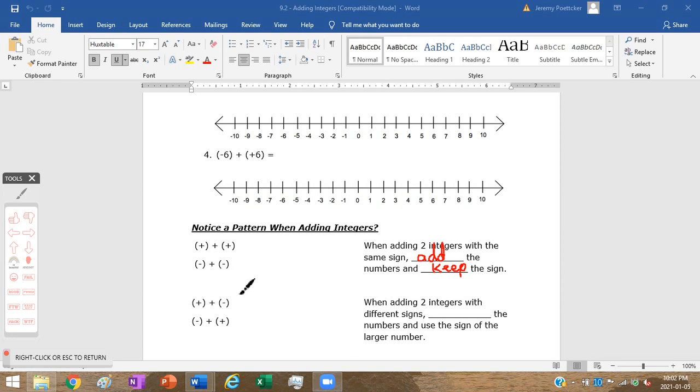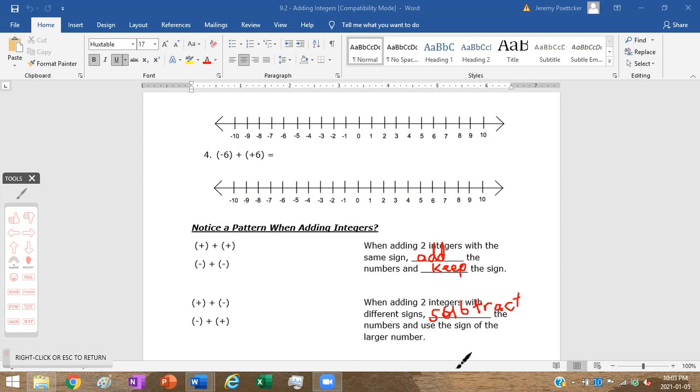All right. When we're adding two integers with different signs, what we're actually going to do is subtract the numbers. Oh, that is the worst U I've ever drawn. Subtract the numbers and use the sign of the larger number.